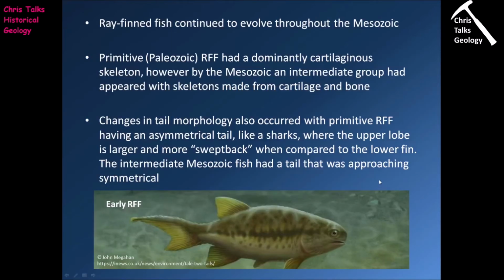Now, in terms of the ray-finned fish, they continue to evolve throughout the Mesozoic. Now, the primitive ray-finned fish, which are the fish we have in the Paleozoic, have skeletons which are dominantly made from cartilage. However, by the Mesozoic, we have an intermediate group that has a skeleton which is made from a mixture of both cartilage and bone.